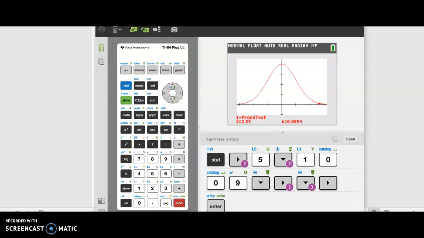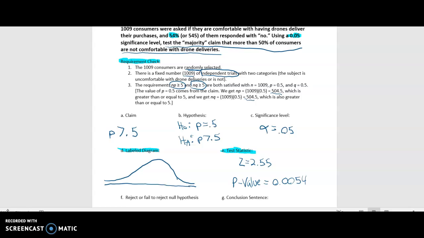So you should have a diagram now, which has a right tail test because we chose greater than. But on here, you should note that we have a Z value, 2.55, and we have a P value of 0.0054. This P is our P value. Let's write those down. So I've written my test statistic, Z is 2.55, and I've written my P value, and I'm going to fill them in on my diagram.